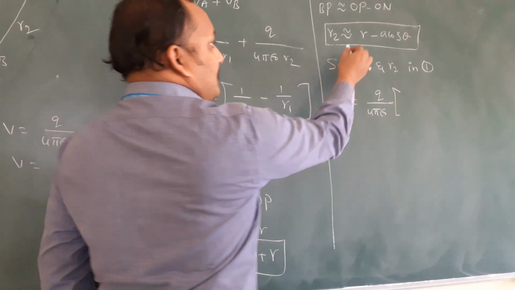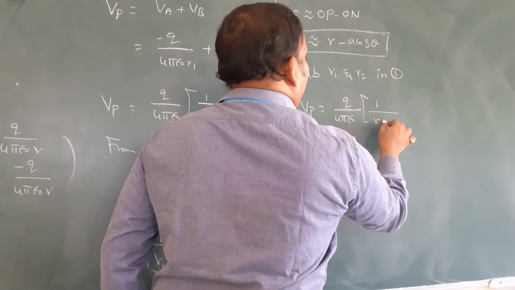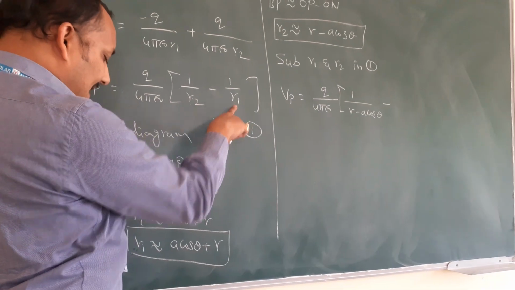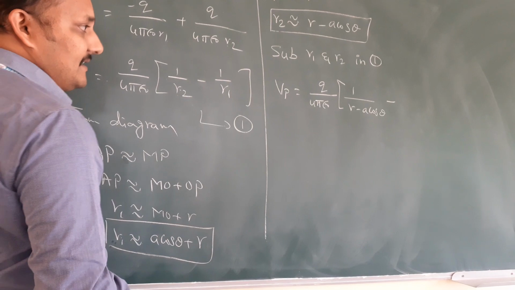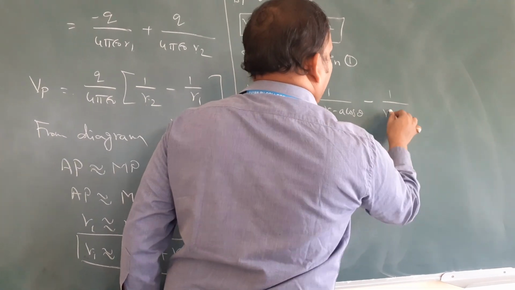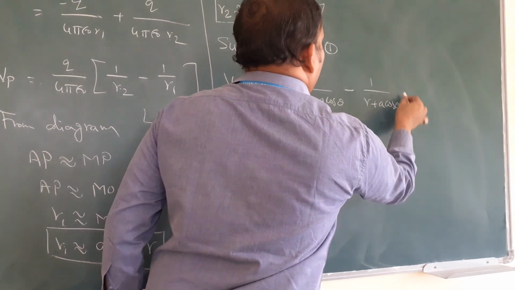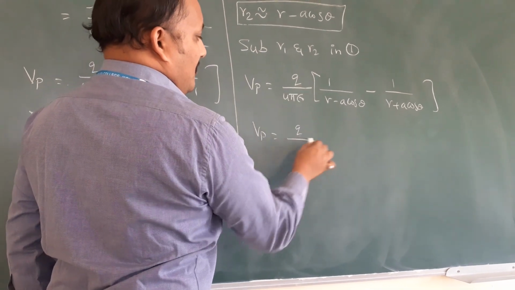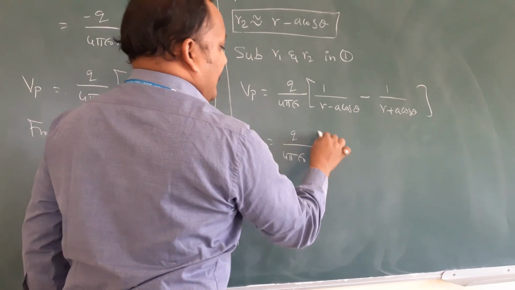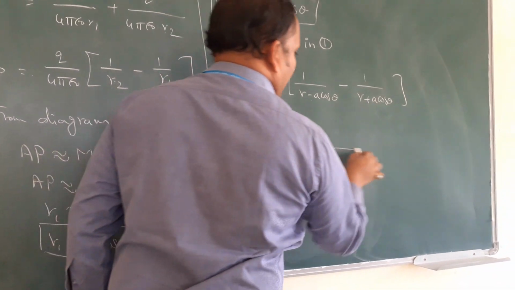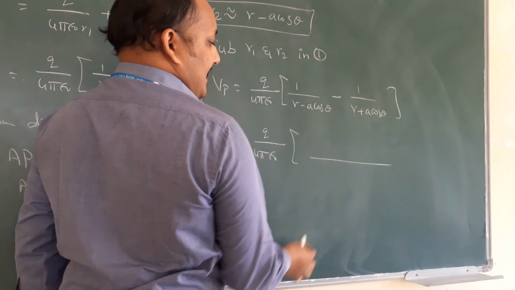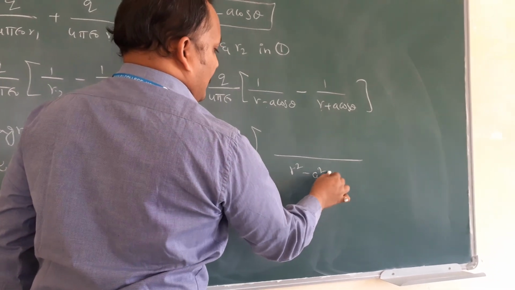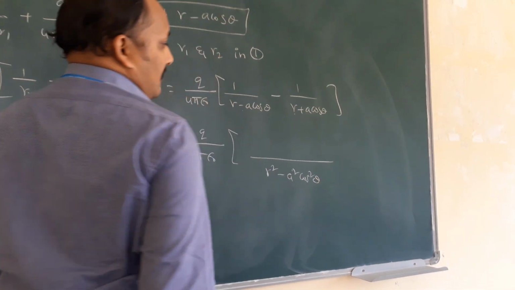What is the R2 value? 1 by (R minus A cos theta). And what is the R1 value? R plus A cos theta. So 1 by (R plus A cos theta). dP is equal to Q by 4 pi epsilon naught. What is the LCM here? (A plus B) into (A minus B). What is the LCM now? R square minus A square cos square theta.